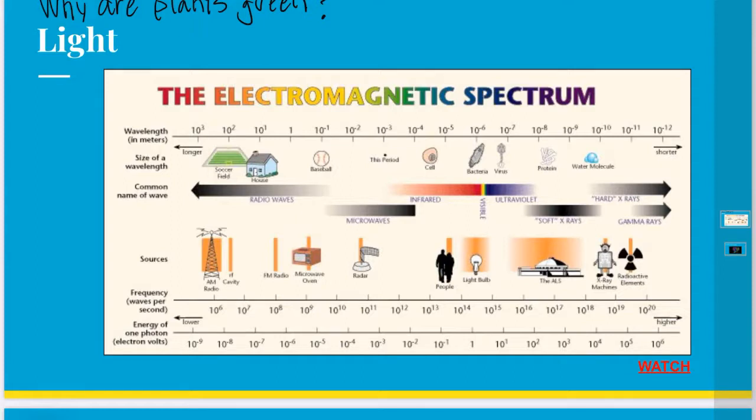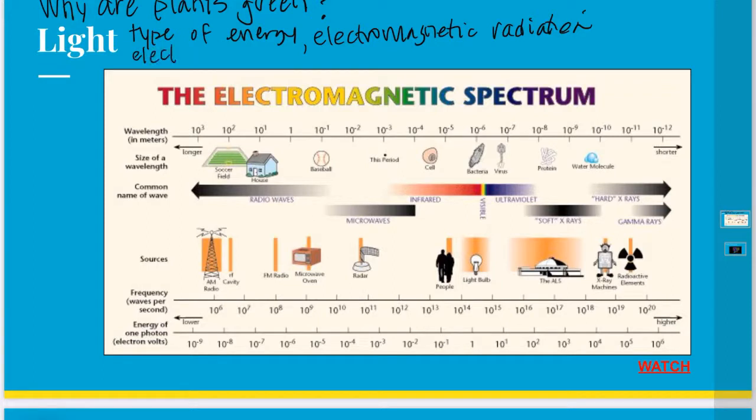In order to understand why plants are green, we actually have to talk a little bit about light. So we're going to do the fastest physics conversation ever. All that light is, is a type of energy, and that type of energy is electromagnetic radiation. Now, light can be described as either a wave or a particle. It's called the wave-particle duality.